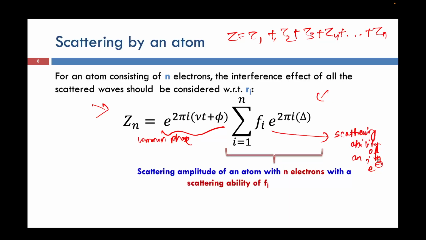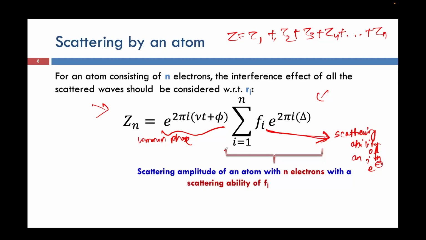So similarly, remember, this fi is scattering ability. Since the scattering ability of each and every electron will be different, fi corresponds to the scattering ability of an ith electron. And when you multiply it with the path difference term, like e to the power 2 pi i into delta, then this total expression will give the scattering amplitude of an atom with n electrons, right?